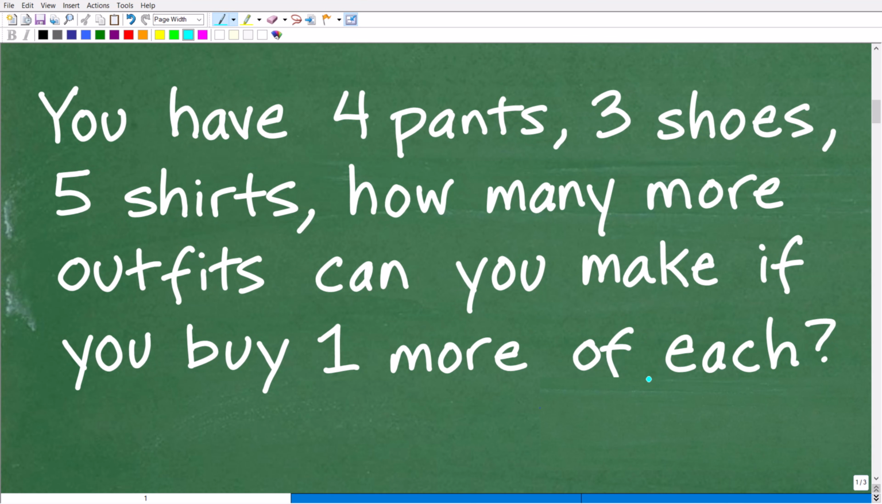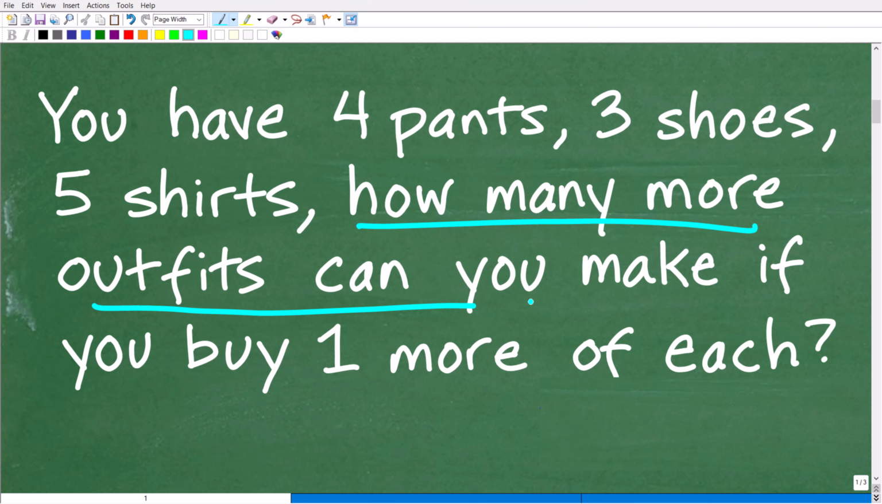Now, in this particular problem, we have to really make sure we understand the question, right? Because the question is in the middle of the actual question, well, what's being asked, rather, right? So we have these pants, shoes, and shirts, and the particular thing that we're trying to solve for is how many more outfits can we make, okay, if we add one more to each. So we're going to have to determine how many outfits we can make with just these clothing items, and then how many outfits we can make if we add one more to each of these items, and then of course we'll find the difference.